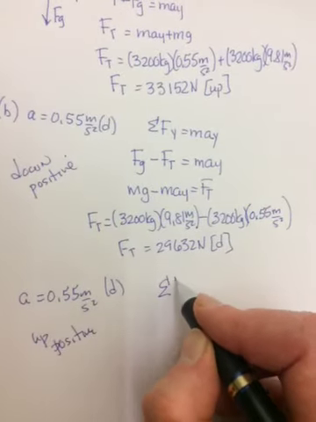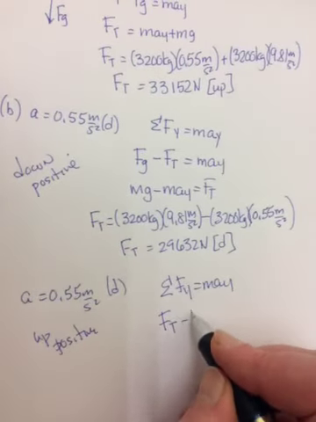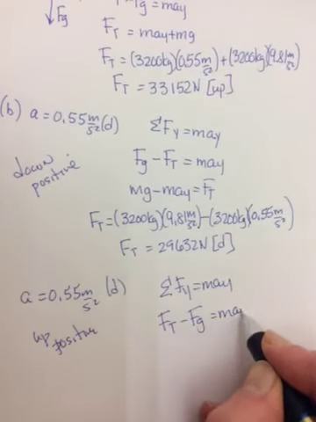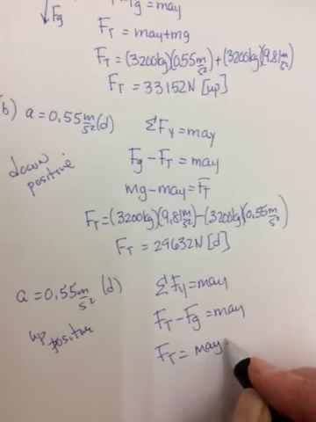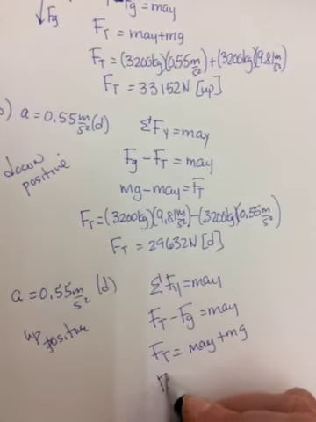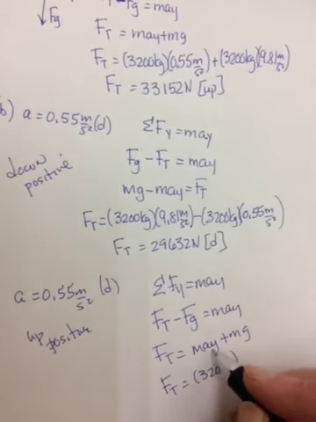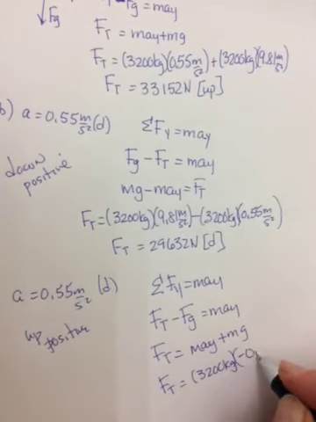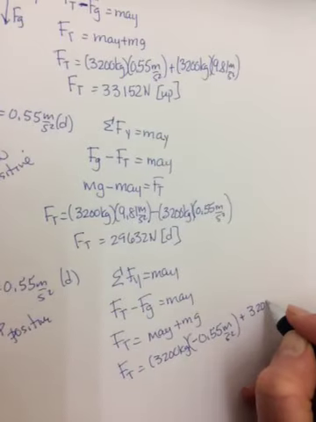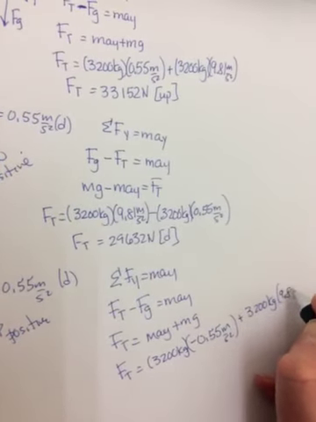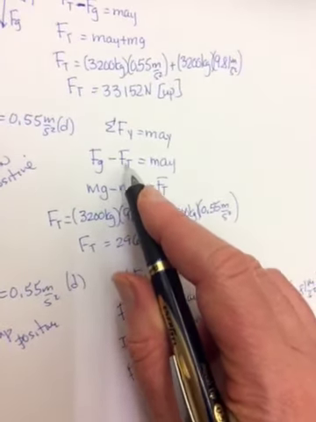So if we do up positive, then when we do our sum of the forces, it'll be Ft minus Fg, because we're calling up positive, equals may. We're solving for Ft, so it becomes Ft equals may plus mg. So Ft equals 3,200 kilograms, but the a is down, so it has to go in as negative 0.55 meters per second squared, plus the 3,200 kilograms times 9.81 meters per second squared. And so in this spot, the negative comes about because of the direction.